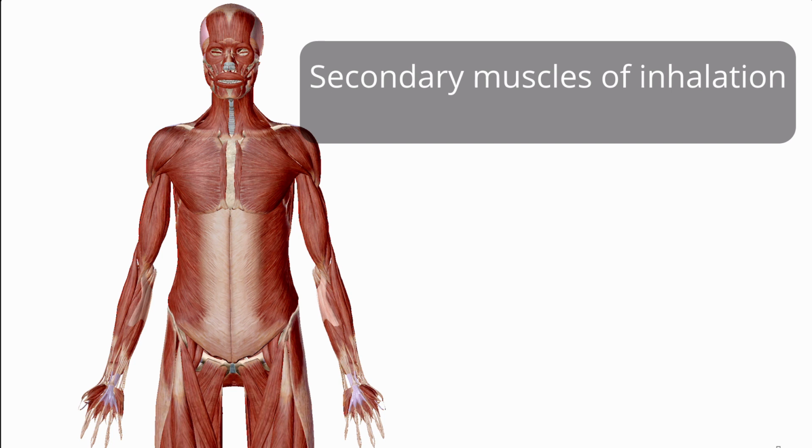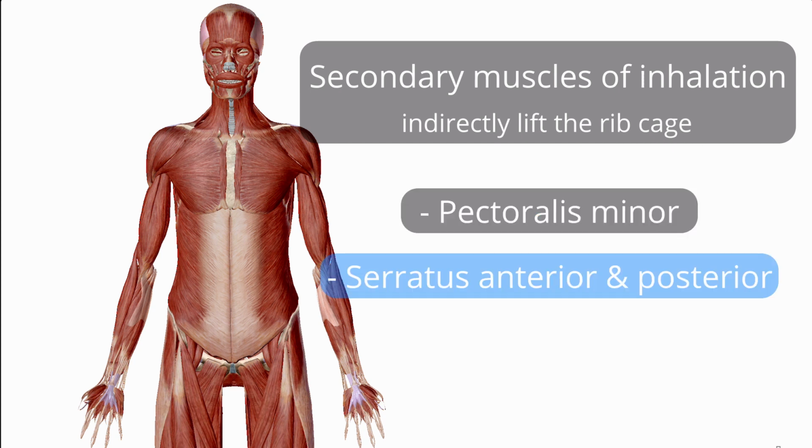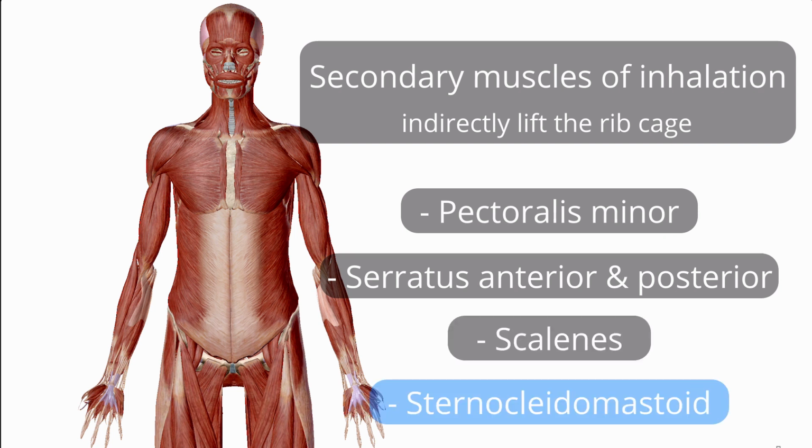There are 5 secondary muscles of inhalation. They are secondary because they indirectly elevate the ribs. Pectoralis minor draws the scapula down. Serratus anterior and serratus posterior move and stabilize the scapula. The scalenes provide lateral movement to the cervical spine, and the sternocleidomastoid muscles rotate and laterally flex the head and flex the cervical spine.